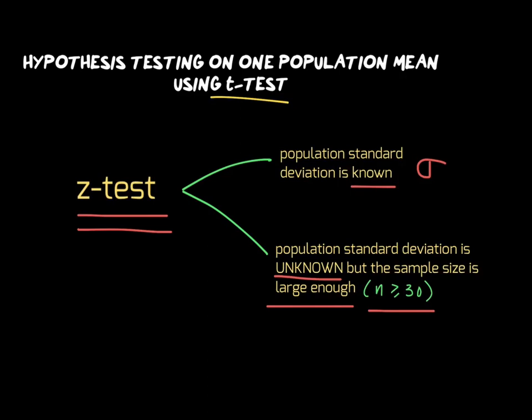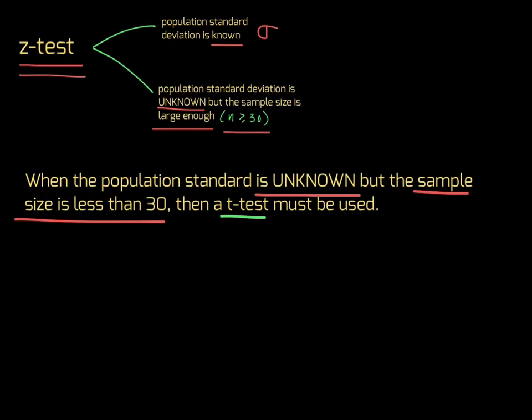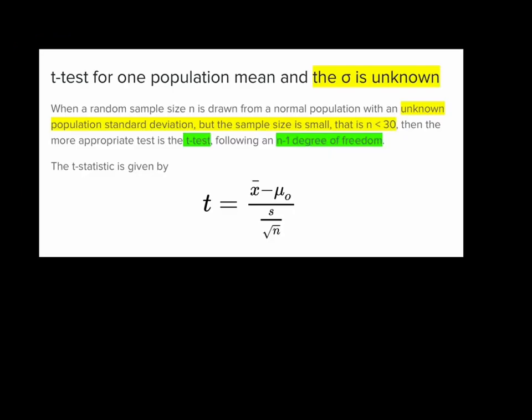So now we'll look at a case where the population standard deviation is unknown but the sample size is no longer large, meaning n is less than 30. If that is the case, then we have to use what we call a t-test.